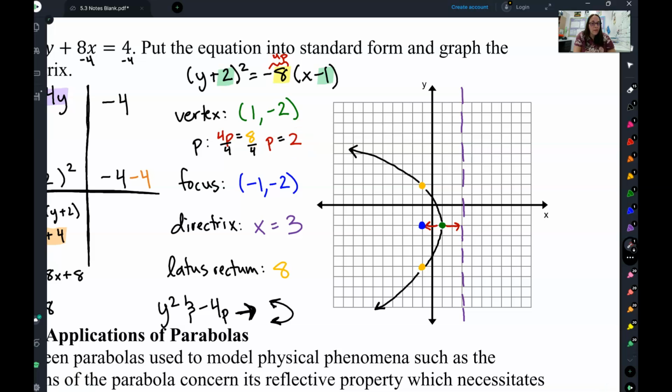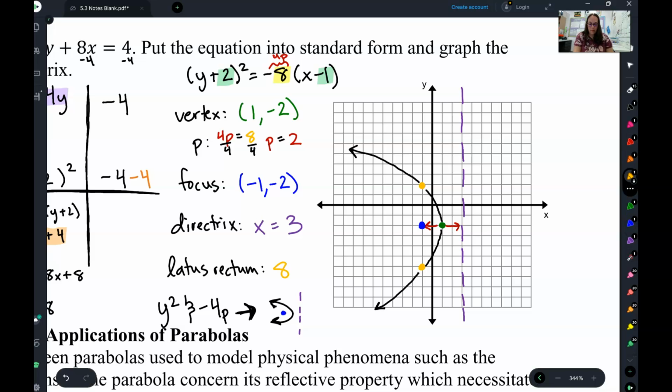Now, before I could graph anything, I need to figure out what direction this parabola goes. So I found out the y is squared and the 4p is negative. That means this parabola should open to the left. So then I did p left 2 to get the focus. So then the focus is inside the parabola. And I did p right 2 to get the directrix. So the directrix is outside the parabola.